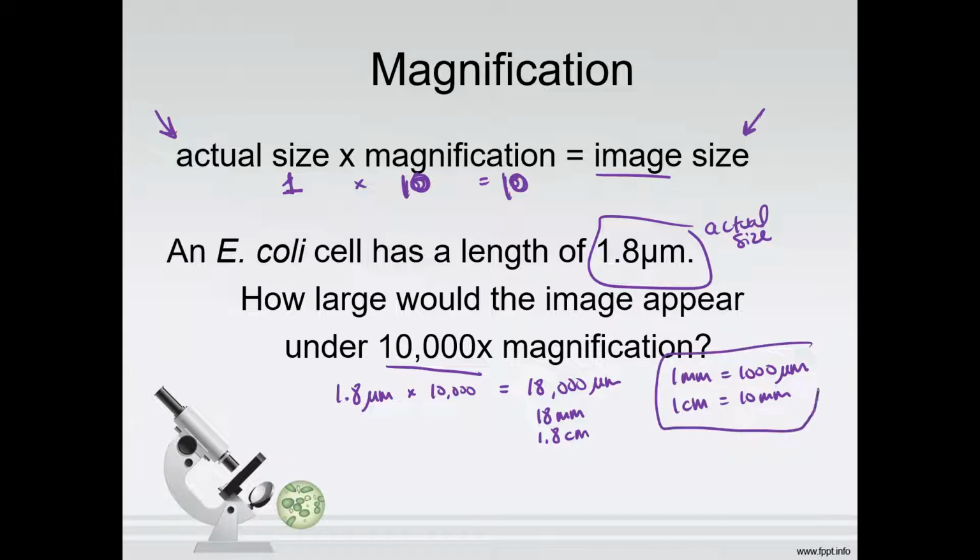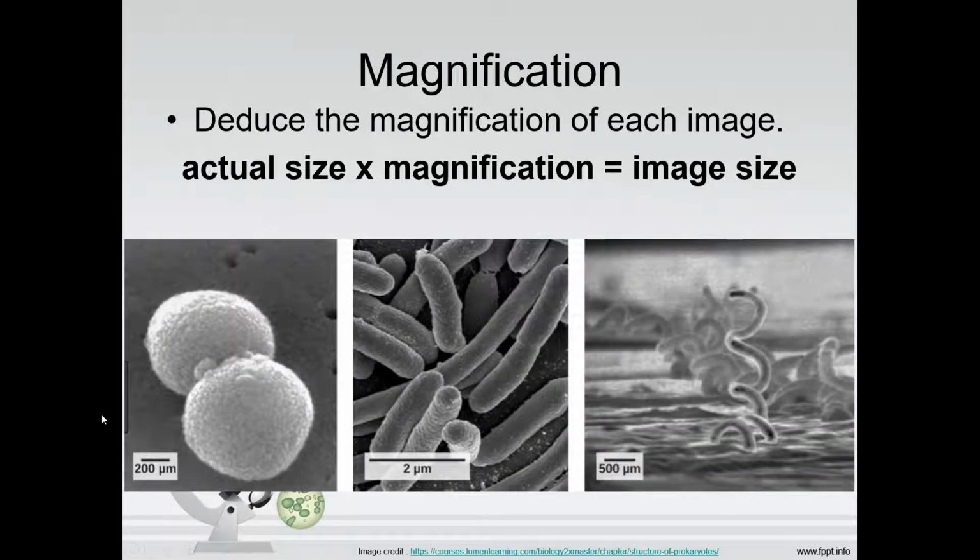These conversions, you want to memorize these. 1 centimeter is equal to 10 millimeters. 1 millimeter is equal to 1,000 micrometers. All right, let's practice a little bit.